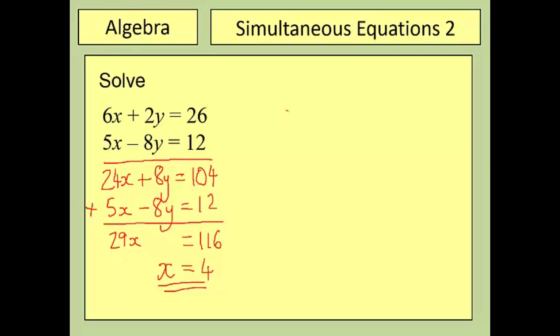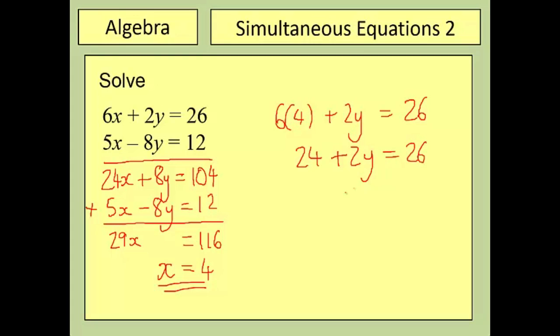I will go for the first one. So I've got 6x, but I know x is 4, plus 2y equals 26. Well, 6 4s is 24, plus 2y equals 26. I then subtract 24 from both sides, 26 subtract 24, and then I end up with 2y equals 2, in which case y must have equaled 1.